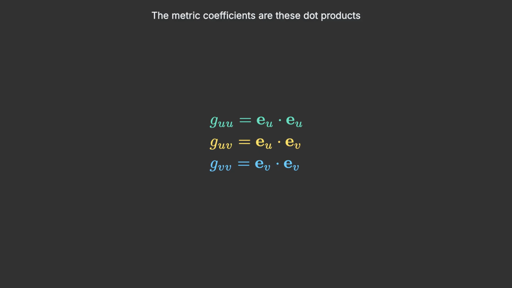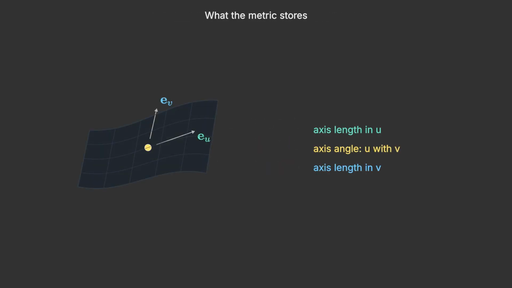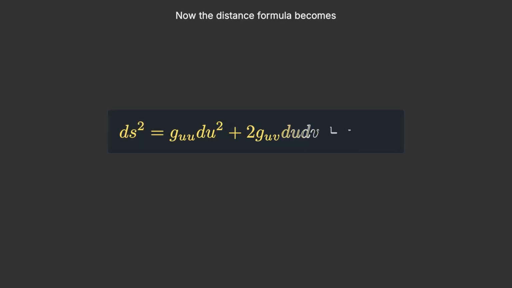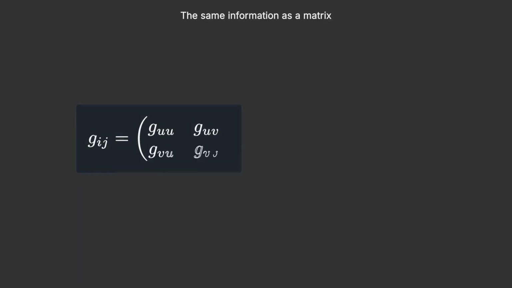g_uu equals e_u dot e_u, g_uv equals e_u dot e_v, g_vv equals e_v dot e_v. This is the metric. It stores the local lengths of the coordinate axes and the local angle between them. The distance formula becomes ds squared equals g_uu du squared plus 2 g_uv du dv plus g_vv dv squared. In matrix form, the metric is the array with entries g_ij. The diagonal terms measure the squared lengths of the axes. The off-diagonal term measures how oblique the axes are.